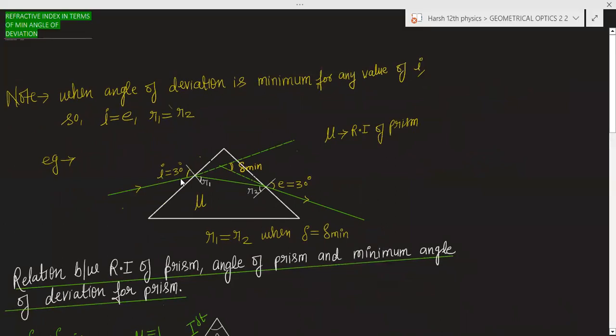So for this particular angle, suppose I have just taken the example of 30°, this ray of light will go with minimum deviation. That is why this is 30°, and the angle of emergence is also 30°.